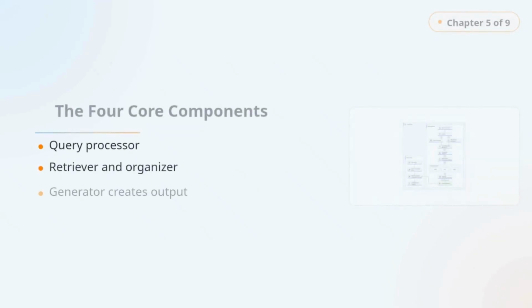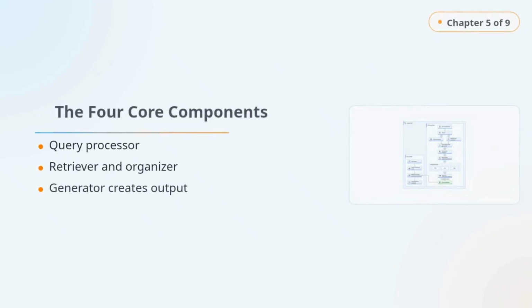GraphRAG typically works through 4 main components: the query processor, the retriever, the organizer, and the generator. Each one has a clear role. First, the system interprets the user query. Then it retrieves relevant graph data. After that, it cleans and refines what was found. Finally, it generates a grounded answer. Think of it like a pipeline, where each stage improves the quality of the final response.